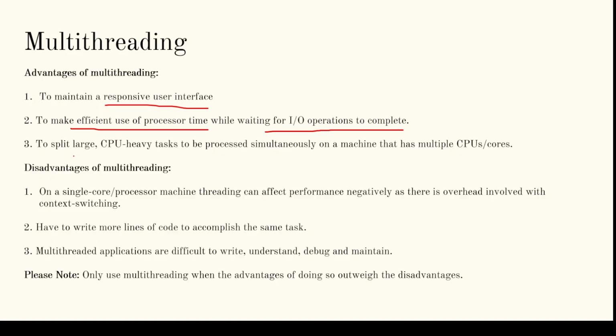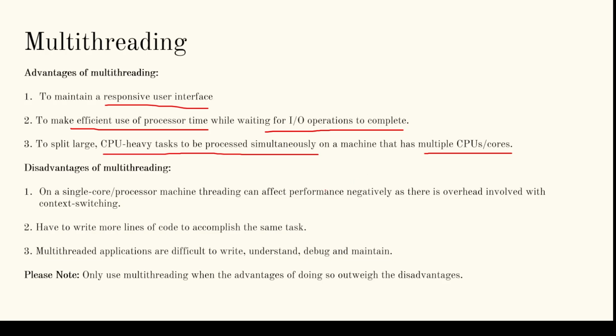And the third point is to split large CPU heavy tasks to be processed simultaneously on a machine that has multiple CPU cores. So let's suppose you have 4 CPU cores in your system, meaning you have 4 processors, and you are downloading 4 files, right? And if you're using a single threaded application, all 4 files will be downloaded by one core, meaning one core is responsible for downloading all 4 files. But using multithreading, we can create 4 threads and run them in parallel. So this way we can distribute our load to multiple processors.